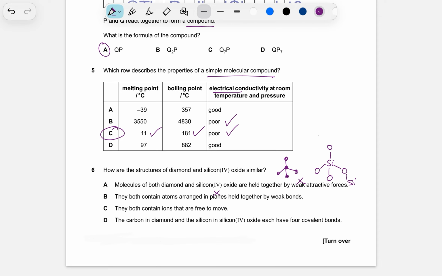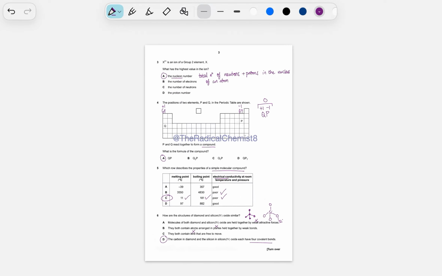They both contain ions. That's wrong because there's no ionic bonding. These are both giant covalent structures. So your answer is D. Yes, they each have 4 covalent bonds.